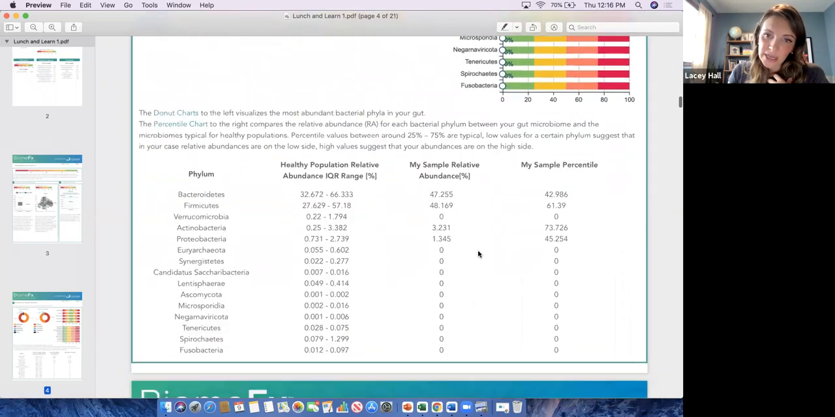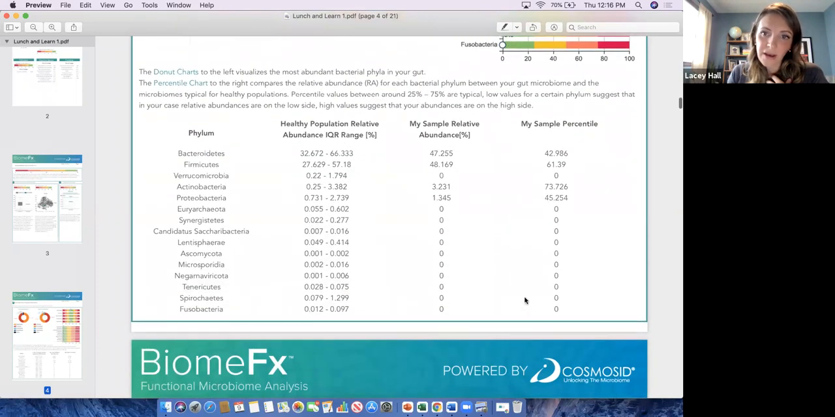So if we scroll down to this part of the graphs, if we add up these here, this is pretty much 100% of the groups that are within the gut, all right?